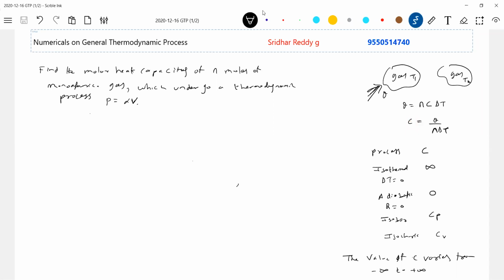Okay, so these are the basic ideas of molar capacity. Molar capacity depends upon what type of process it will undergo. If it undergoes isothermal, it will have infinite value. Adiabatic process, zero. Isobaric, CP. For a monatomic gas, CP is 5R by 2. CV is 3R by 2. Diatomic gas will have different values. So for a given gas, it can have any value from minus infinity to plus infinity. It all depends upon what process it will undergo.